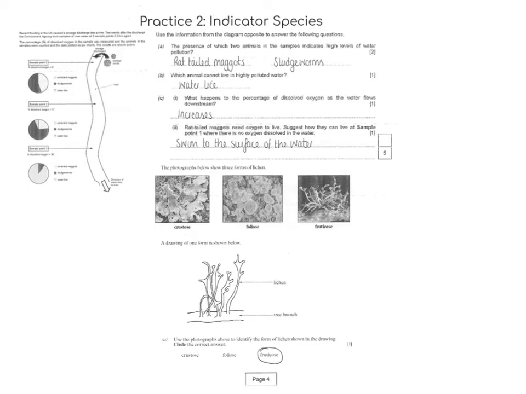The photographs below show 3 forms of lichen. We've got a drawing of 1 form shown below. Use the photographs above to identify the form of lichen shown in the drawing. So look at the picture, it looked like our fruticose. So we're going to circle it. Make sure we circle it because it says circle.